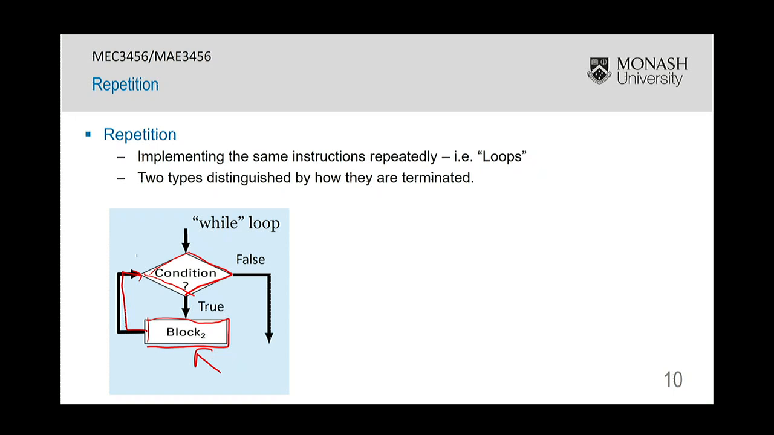So for example, when you're trying to converge and get an error less than 10 to the minus 6, the condition might be while error is bigger than 10 to the minus 6, execute our code. As soon as it's less than 10 to the minus 6, in other words it's false, we exit.